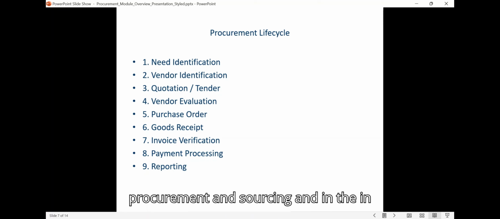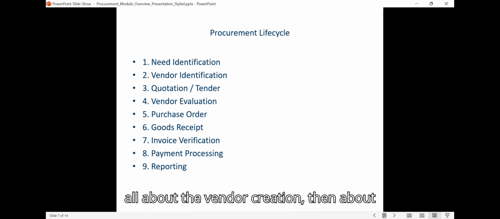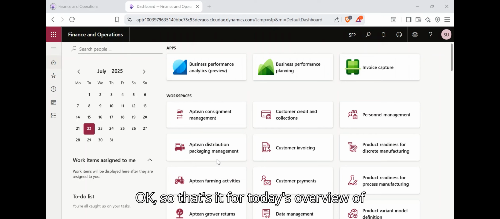So this is about procurement and sourcing. In our next video, we're going to cover how to create a vendor and how to create an item. As I said, I'm going to subdivide. Probably I'll create a first video all about vendor creation, then one about item creation. Okay, so that's it for today's overview of the procurement and sourcing module. In the next video, we will roll up our sleeves and actually create a vendor, explore important fields, and set up related master data like vendor groups and profiles. There are a lot of things, right? So we're going to create all of those.